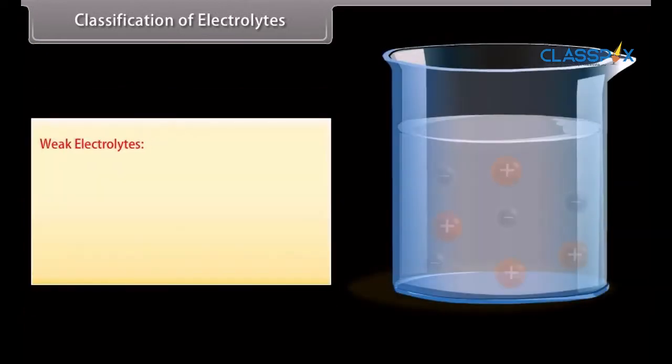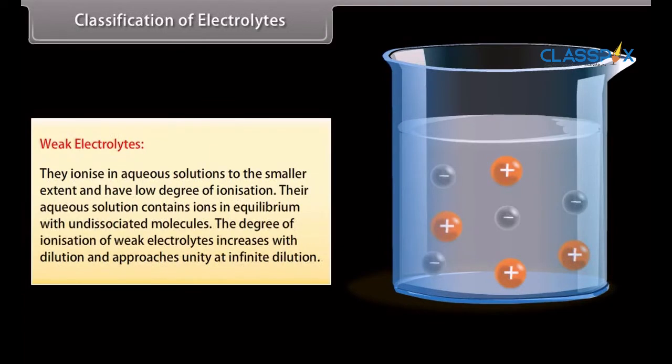Weak electrolytes. They ionize in aqueous solutions to the smaller extent and have low degree of ionization. Their aqueous solution contains ions in equilibrium with undissociated molecules. The degree of ionization of weak electrolytes increases with dilution and approaches unity at infinite dilution. For example, NH4OH and CH3COOH.